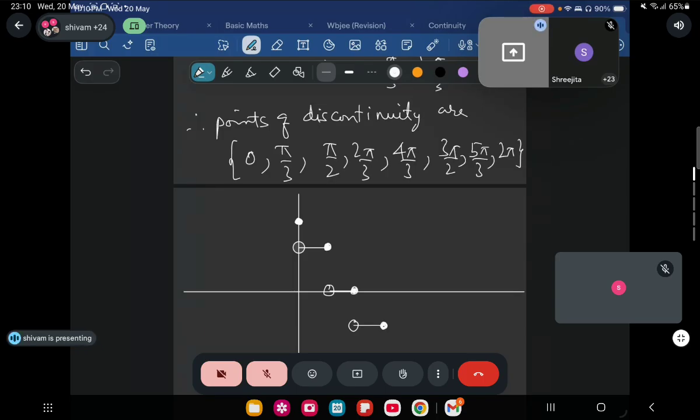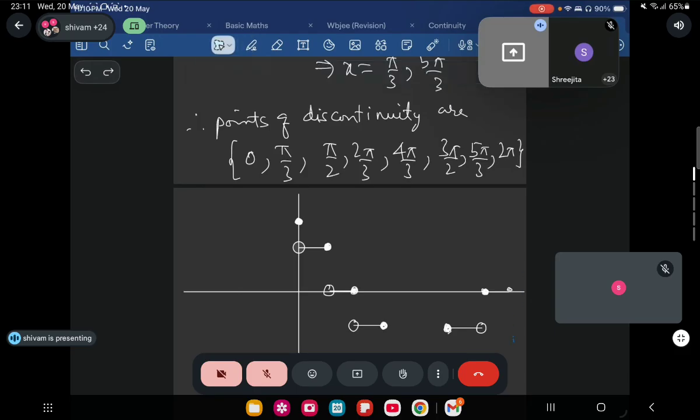It will return -2. And from 4 pi by 3 to 3 pi by 2, it will return again 1. Then from 3 pi by 2 to 5 pi by 3, it will return 0. From 5 pi by 3 to 2 pi, it will return 1.